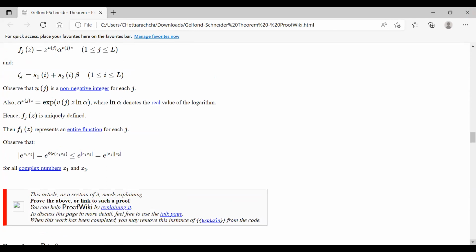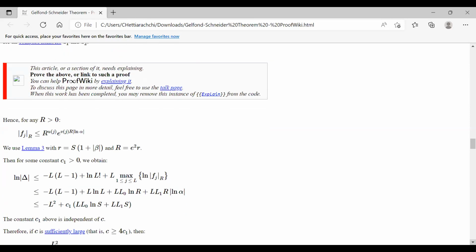So we can apply it by writing the product f(z) as e to the power of two complex numbers z1 and z2. By applying this, we can get this one. So that means if Fj(r) is... it will reach ln alpha. Let me check something here.